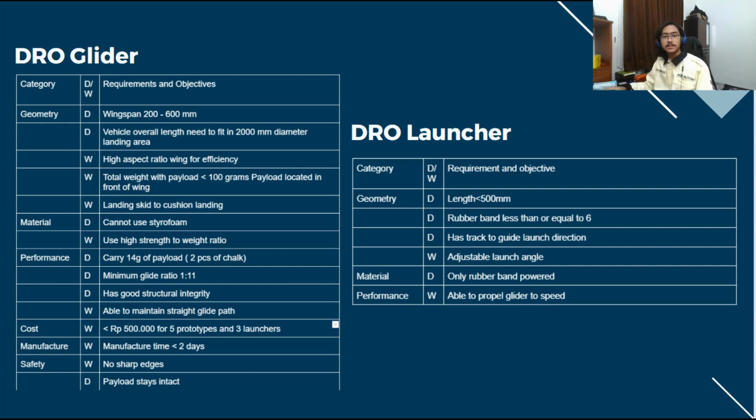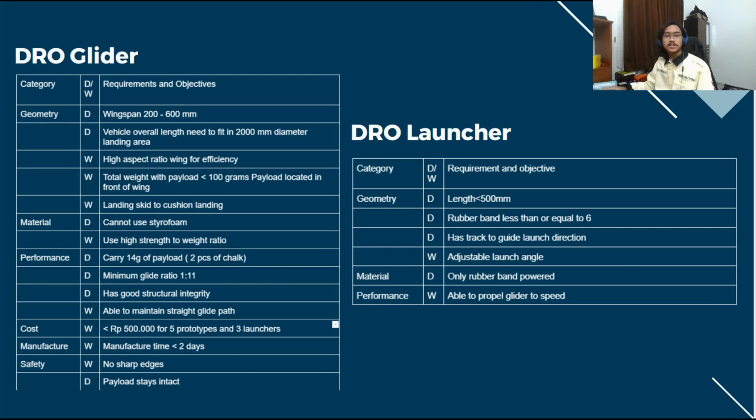Under the performance category, there are three demands. One is we need to carry 14 grams of payload, which is 2 pieces of chalk. We need a minimum glide ratio of 1 to 11, and it needs to have good structural integrity. We also have one wish, which is for the glider to be able to maintain a straight glide path.